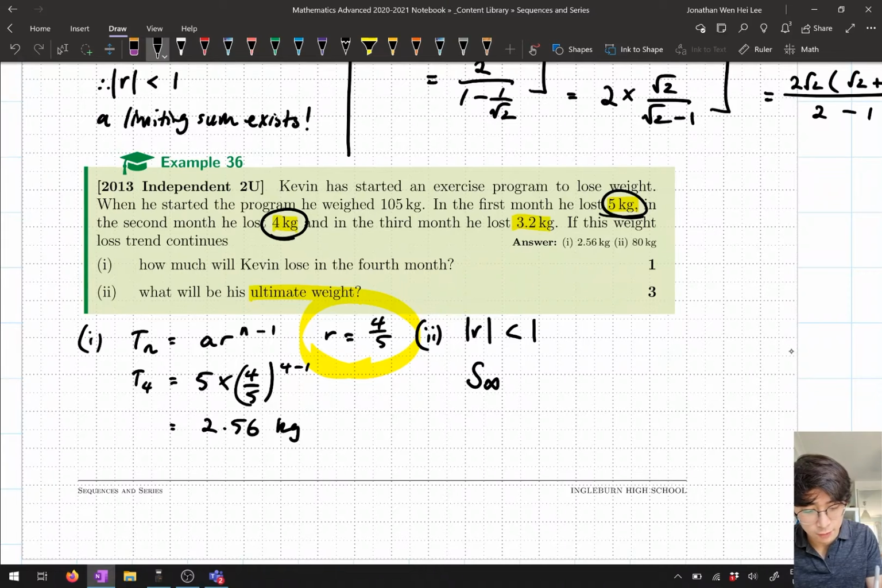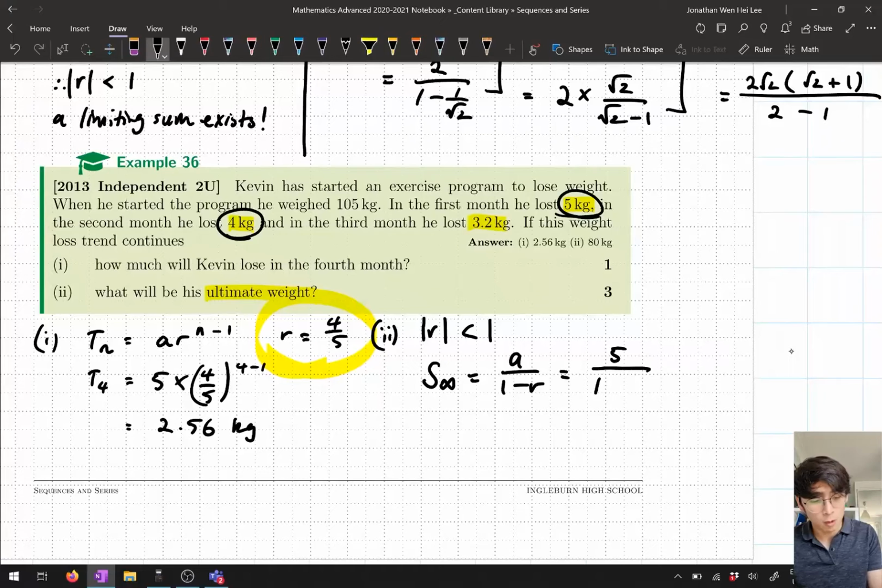So S to infinity is equal to a over 1 minus r. And so that tells me that I need to put in the values. So a was 5 kilos. He started off with losing 5 kilos in the first month. And we've got 1 minus the common ratio of 4 over 5. And so if you put this in a calculator, I believe this gives you 25.